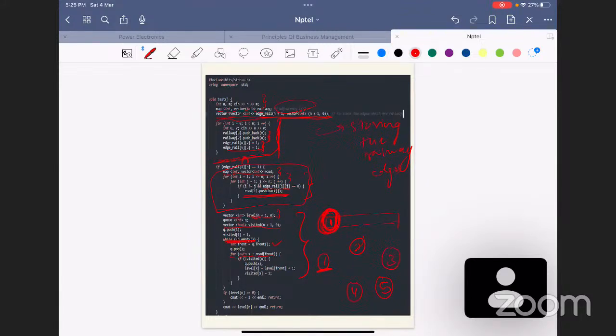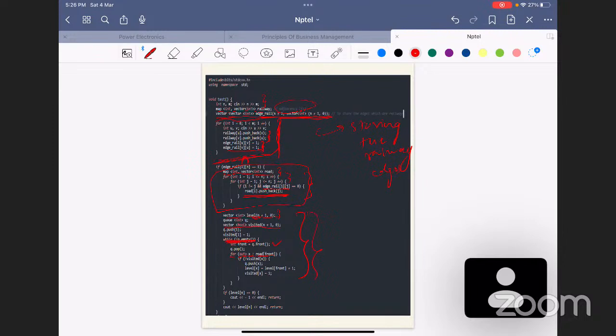Let's say 1 is connected to 2, and 1 is connected to 3. Then the adjacency list looks like this: 1 is connected to 2 and 3. So we'll traverse to 2 and 3, and if 2 is not visited, then we'll push the node in the queue. Everyone knows how to do the BFS algorithm that is taught in the NPTEL lectures, so I'll not go into the detail, but this is the BFS.